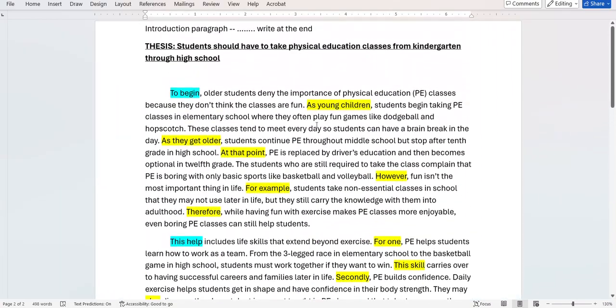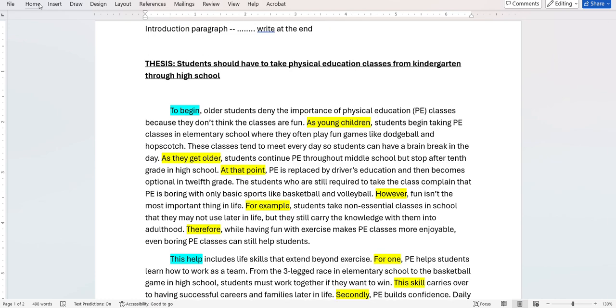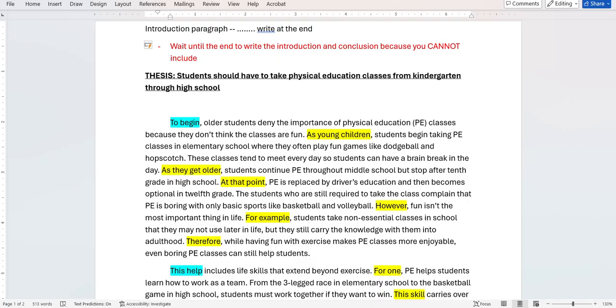I know what I'm going to talk about. I know what points have gone here, what my specific details are. Now I'm going to go back and write the introduction paragraph. And I'll type it on here briefly so that you can see what I'm saying here. Wait until the end to write the introduction and conclusion, because you cannot include the same details from the essay in the introduction.